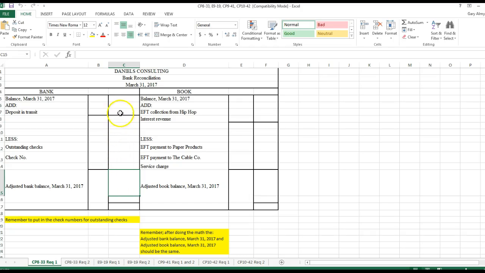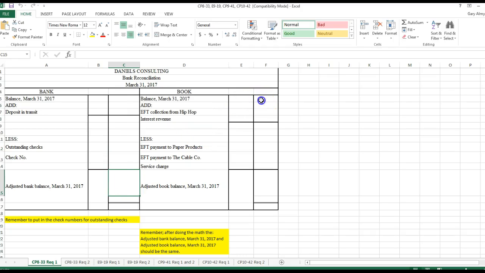So this is taking into consideration that, hey, the bank says you have this balance as of March 31st, but we need to add deposits that the business has made into their T account, and we have to subtract out any checks that have been written, just haven't cleared the bank yet. And you're going to come up with a new adjusted bank balance.